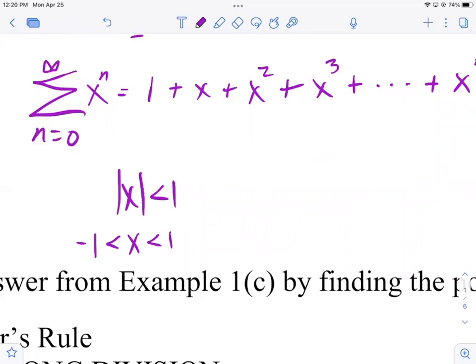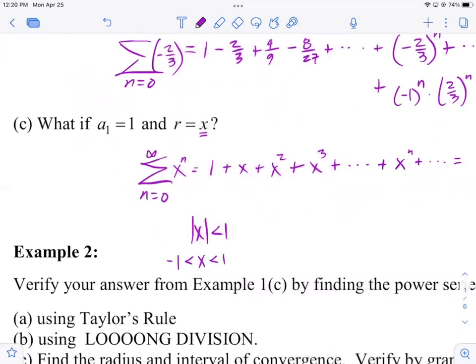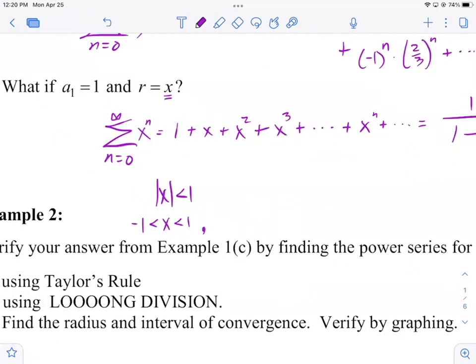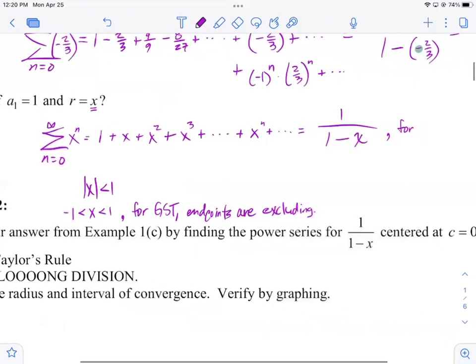And the endpoints will not work, right? We know by the geometric series test that the ratio has to be strictly less than 1. If you included the endpoints 1 and -1, you're going to get divergence. You get 1 in one case and alternate in the other. So the endpoints cannot be included. For a geometric series test, endpoints are excluded. Because remember, normally if you're trying to find the interval of convergence, which is kind of what we're doing here, and we use the ratio test, we have to test the endpoints separately. But if we can recognize what we're using as a geometric series, we don't have to test the endpoints. That's a time saver.